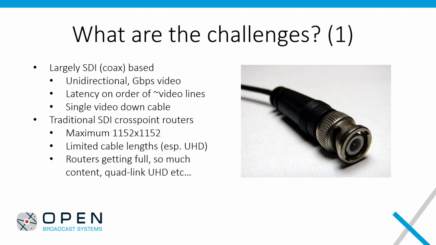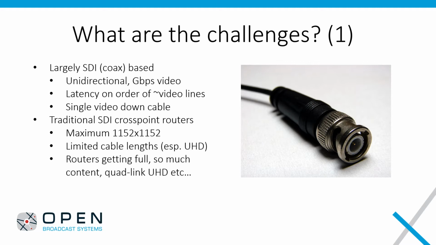It only lets you have a single video in one direction down a cable. And they use things known as SDI crosspoint routers to get signals around a building, for example. These have an inherent design structure of 1152 signals by 1152. And we'll discuss later why that's a problem. Coaxial cable has cable length limitations, in particular for very high bitrate signals such as 12 gigabit UHD. This really does affect your cable length in large facilities.